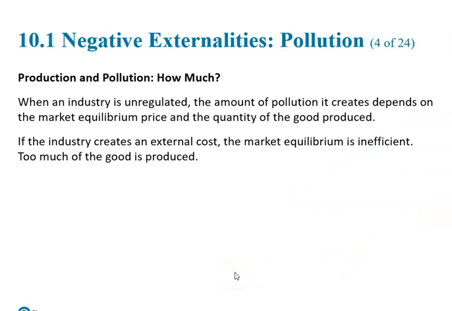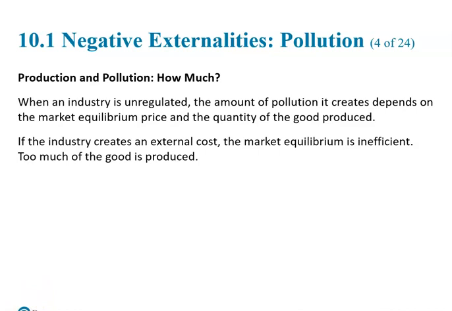So production and pollution, how much should be produced? When an industry is unregulated, the amount of pollution it creates depends on the market equilibrium price and the quantity of the good produced. But if the industry creates an external cost, the market equilibrium is inefficient and too much of the good will be produced. And just like what you saw in the previous slide, the marginal social cost curve is different than the marginal private cost curve.